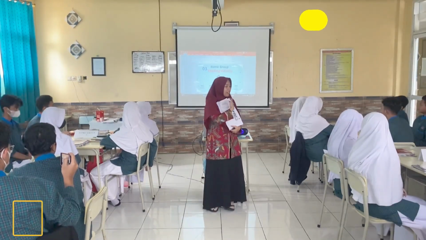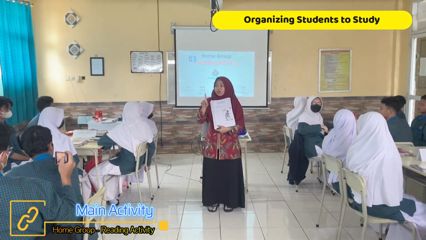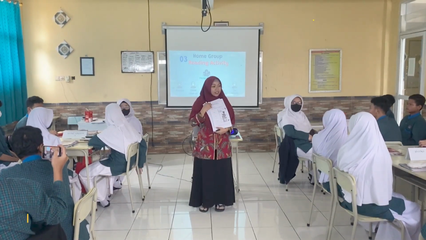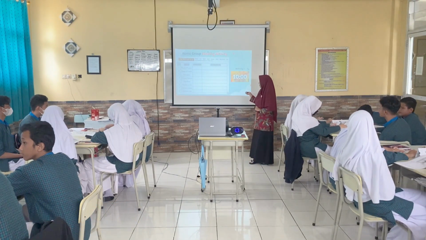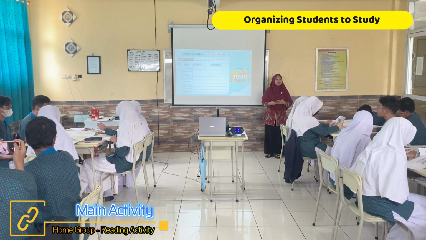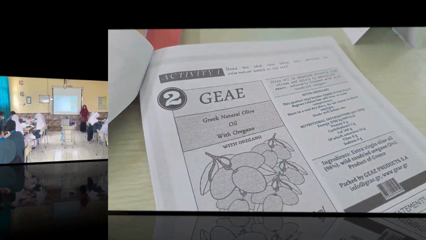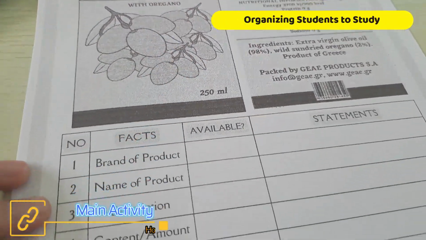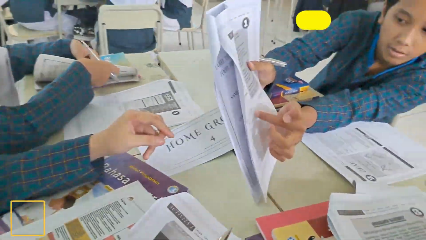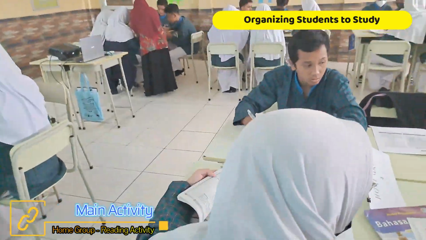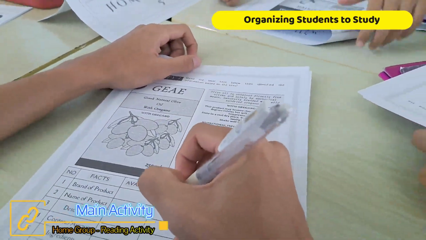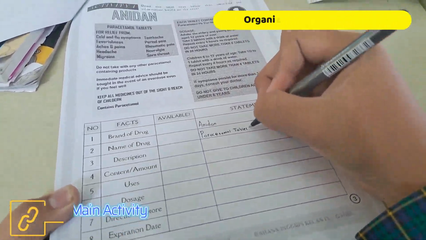After forming the groups and instructing the students to join their respective group, teacher will direct the students to start their reading activity. I will give you 10 minutes, okay, to read the label text by yourself. Each member will read different label text and they will identify the information or facts that usually appear on label text, such as brand, name, description, content or amount, ingredients, direction to use, direction to store, and expiration date.